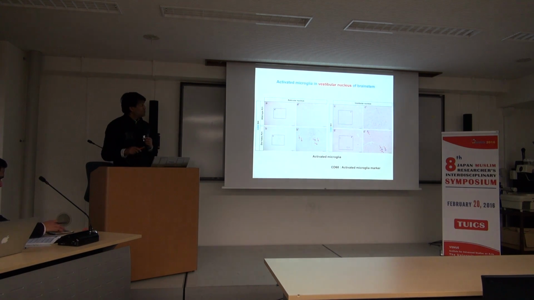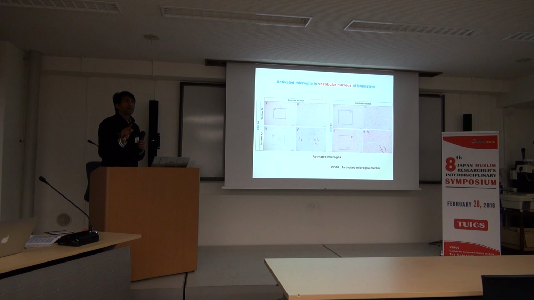In order to check the activated microglia, there is a specific marker for activated microglia called CD68. It can specifically stain the active microglia. So I performed in situ hybridization with CD68, and you can see, indicated by red arrows, lots of positive cells which are absent in wild type, in the reticular nucleus as well as in the vestibular nucleus.